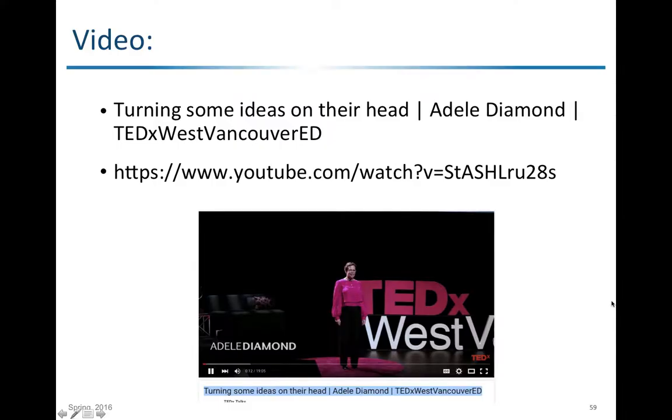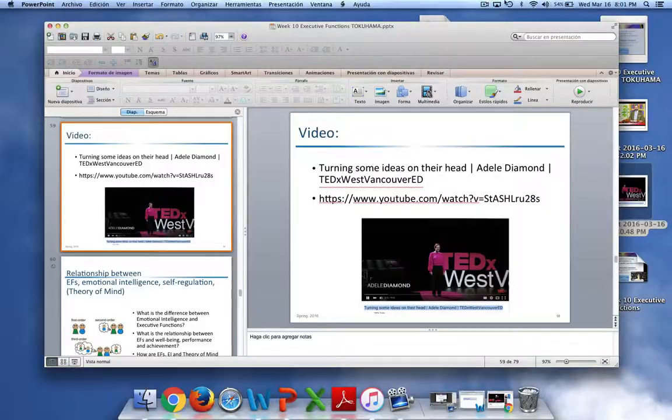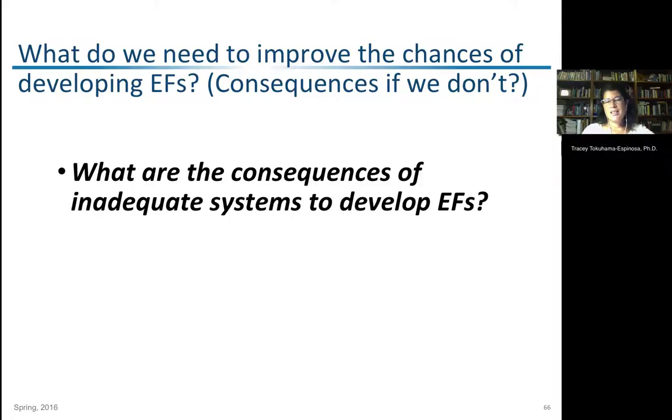Great. So try to keep some of her ideas in mind when you talk about risk and protective factors, as well as when we evaluate or you think about the types of things that can contribute to executive function refinement. So this poses a big question to us in society and to our family life. What do we need to improve the chances of developing strong executive functions? And what are the consequences if we don't do this? What are the consequences of inadequate systems to develop executive functions? What would be the consequences of schools that don't nurture the development of good executive functions?